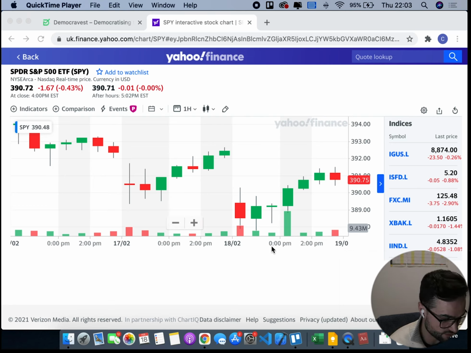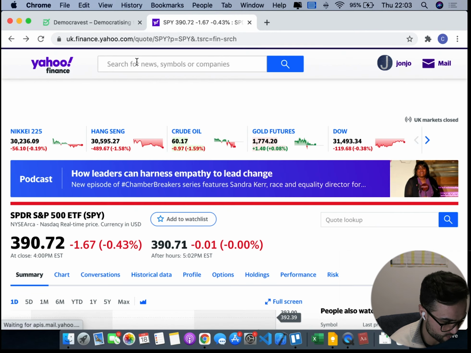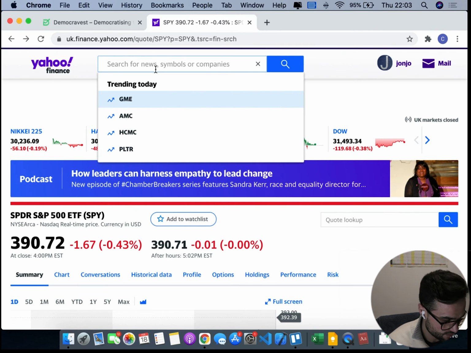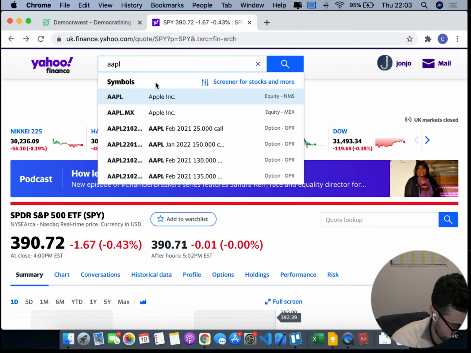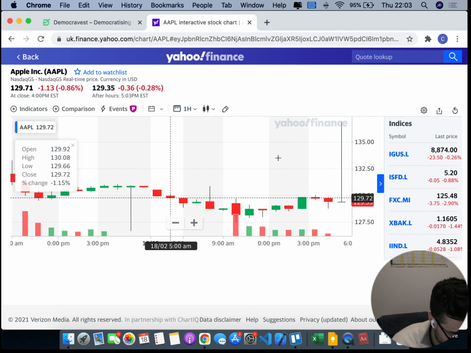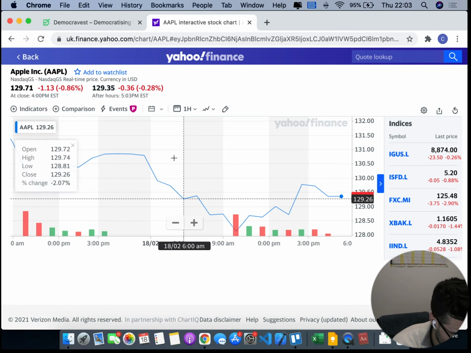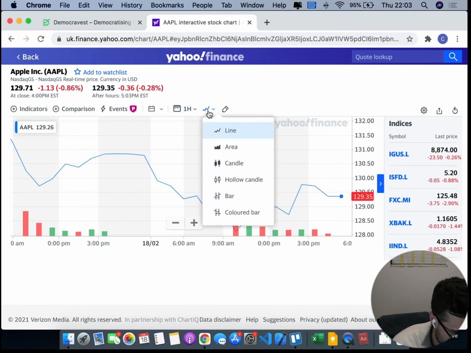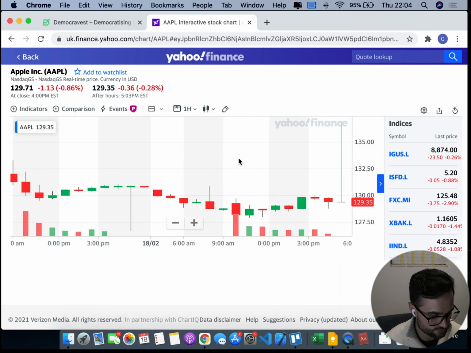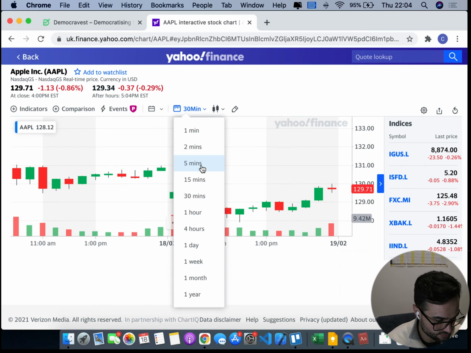So effectively, these are called candlesticks. Let's take it from the start. If you're on Yahoo Finance and you search for any stock, obviously the one we looked at before was Apple, just go to full screen, and usually it will start off as a line. Then you can click on this button here and change it to candles. And then here you can choose the period that you want each candle to represent, right?